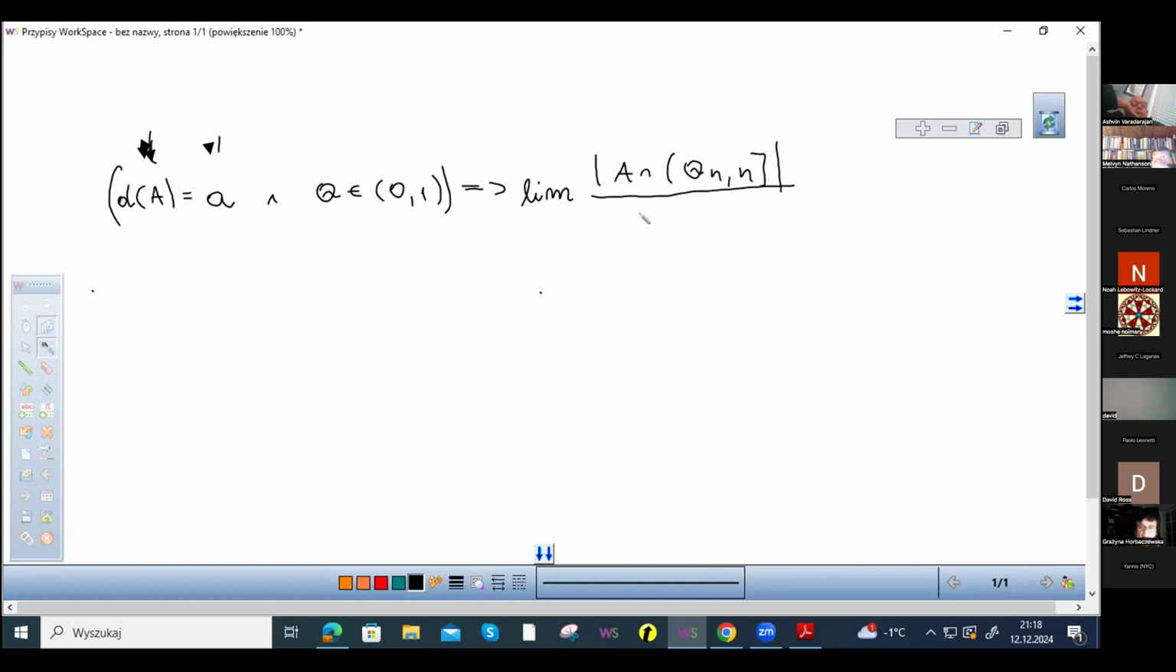Sorry. If we have a density of the set equal to A, and we have theta belonging to the interval from 0 to 1, then the limit when we try to find the cardinality of the set A on the interval from theta n to n, in comparison with the length of this interval, is equal to A. And this lemma is very easy. Let's call it a lemma. It is very easy to justify this, so I'm not going to do this.